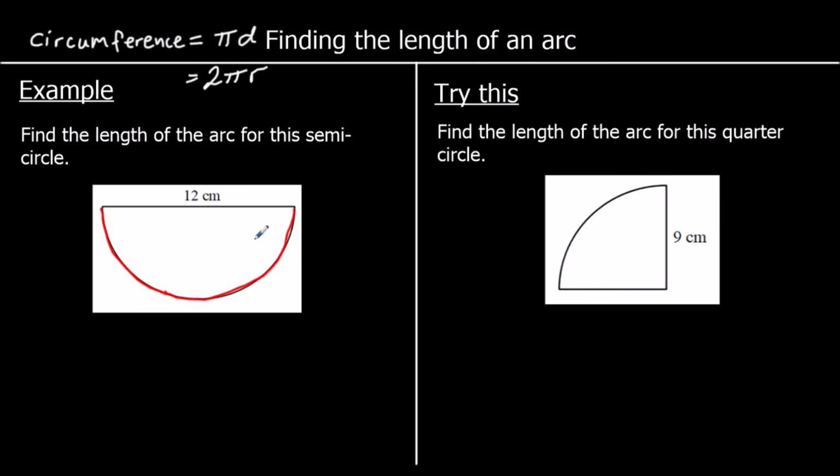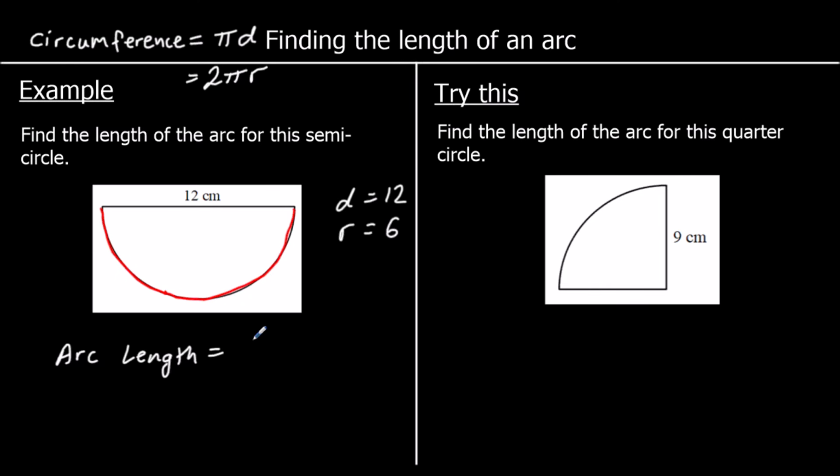So if we've got a semicircle, we're just going to find the circumference of the whole circle and then half it, because we've got half of the circumference. So the diameter of this circle that we've been given is 12. And if we were using the radius, it would be half the diameter, which is 6.